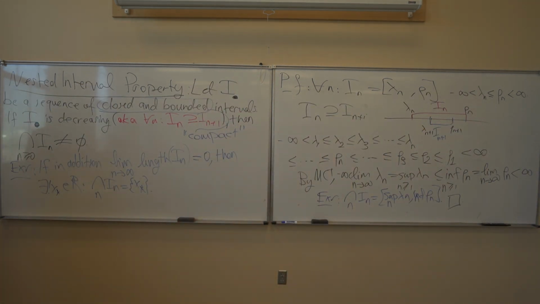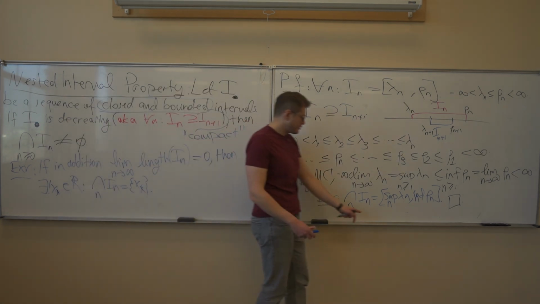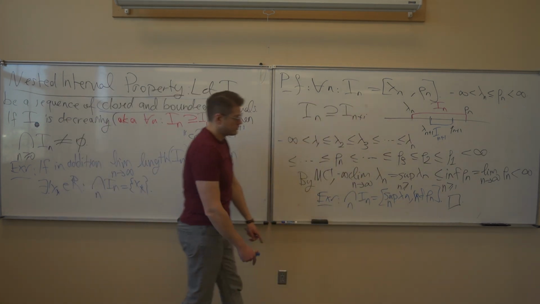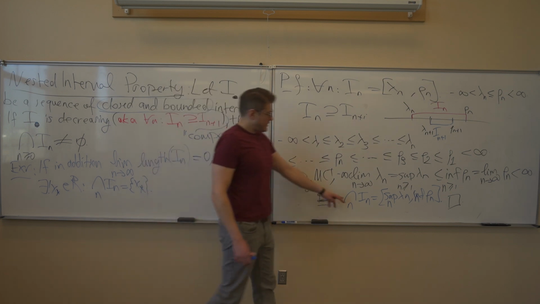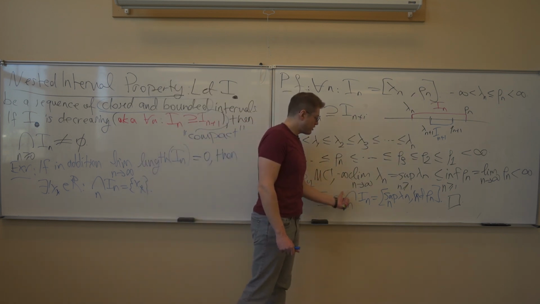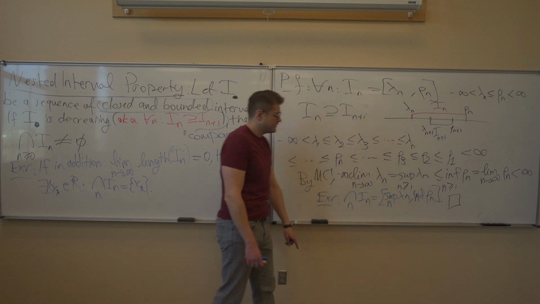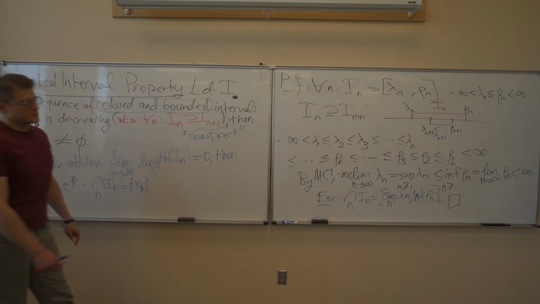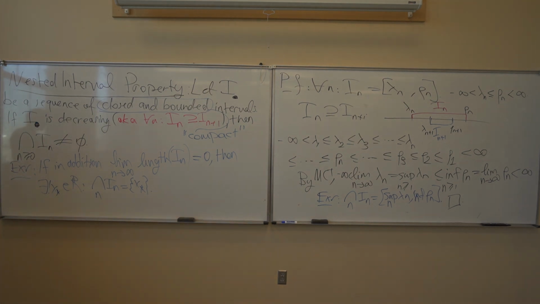So how are you going to show this? You're going to realize you're going to have to argue that any point in this interval is included in any interval I sub n, and vice versa. If you have a point that is in the intersection of all of these, it must be included in this interval. Okay. Questions about this?